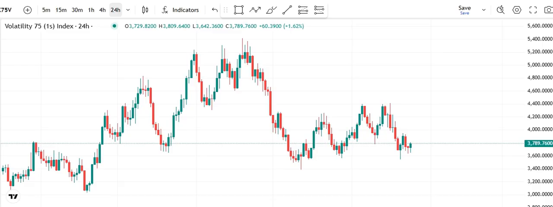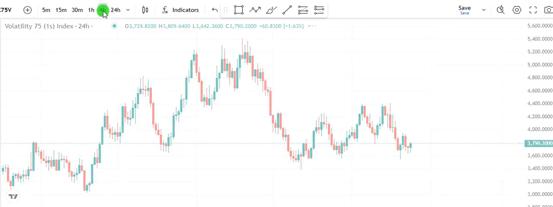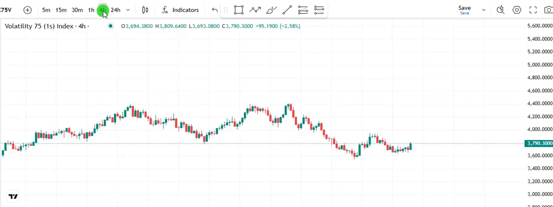Okay, so let's continue. So of course today we'll be starting up with Volatility 75 1 second, and this is the H4. So let's go to the H4 candle. Okay, now we are currently on the H4 candlestick already, or the H4 chart.